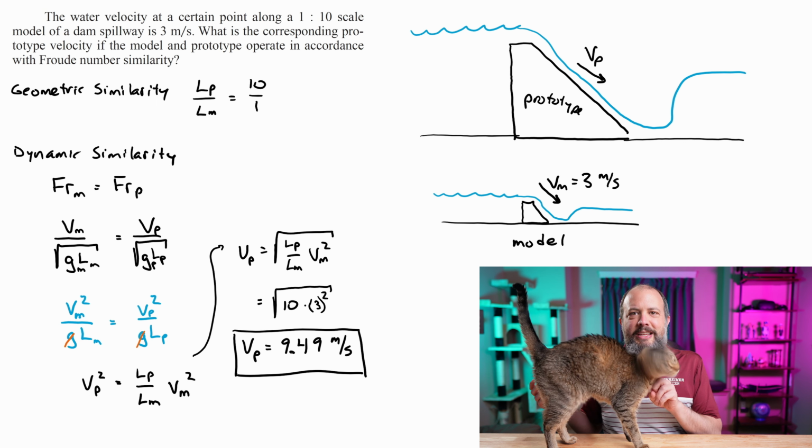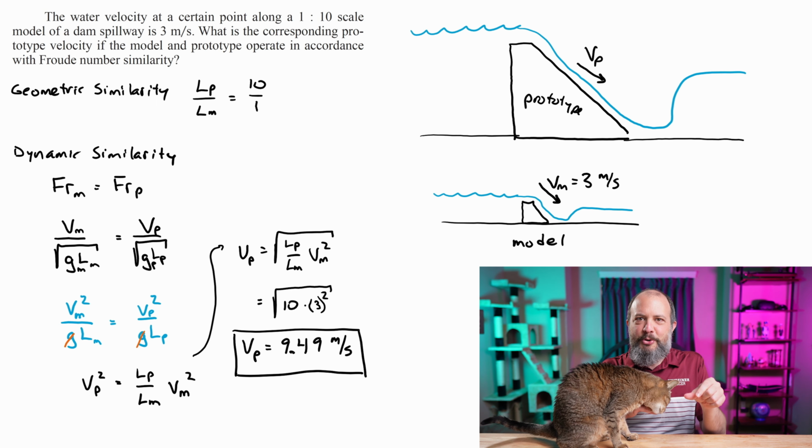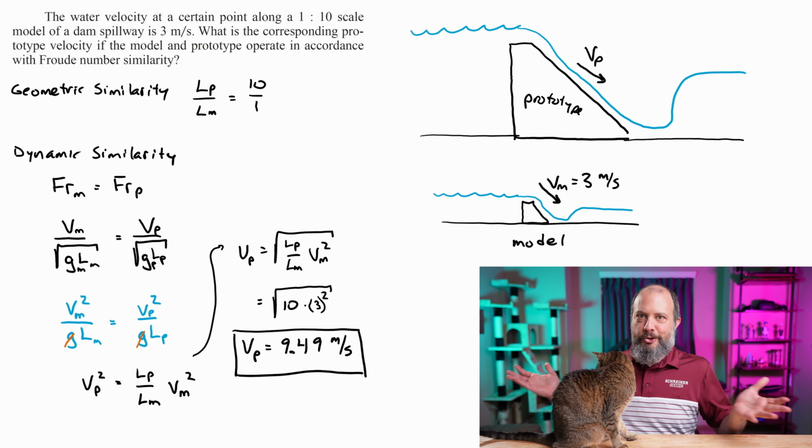In this case, you see that if you built this experimental model and measured a 3 meters per second velocity, that would correspond to about a 9 meter per second velocity on the actual real-world, real-scale version of the dam. And that's what makes model studies problems, besides being awesome because they're so short, so realistic. This is what engineers actually do.